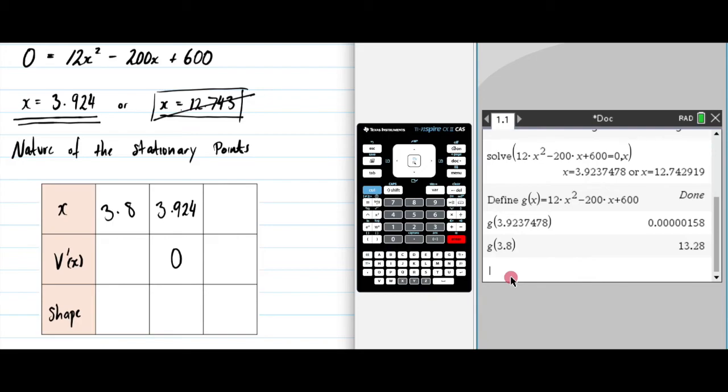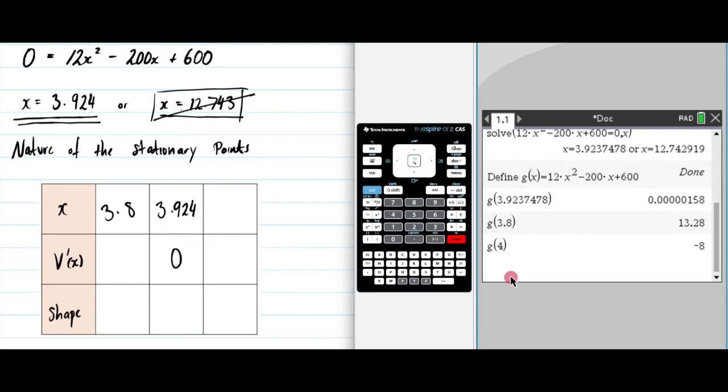And as we can see, that obviously is a positive number. You can see 13.28 is a positive number, so it means my gradient is increasing. Let's now go a point after 3.924. So let's now try just 4. So we're going to go g of 4, and that should be a negative number, and it is. Let's now put in that information onto my paper over here. Now, as soon as I click off the CAS, my CAS breaks because the CAS hates me. This is going to be 13.28, and on this side, it's going to be -8 for when I put in 4.